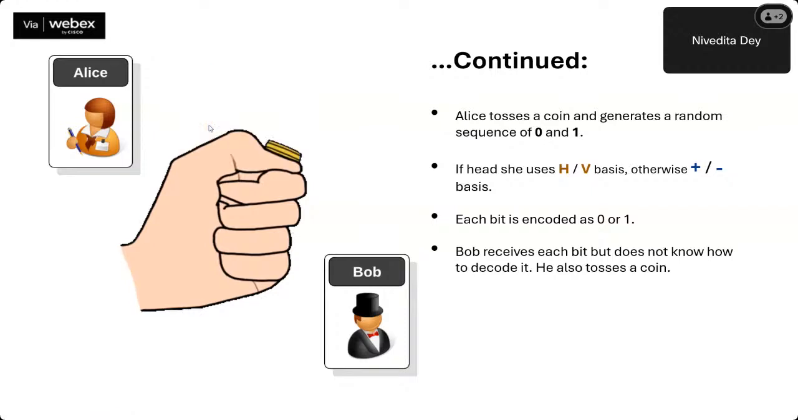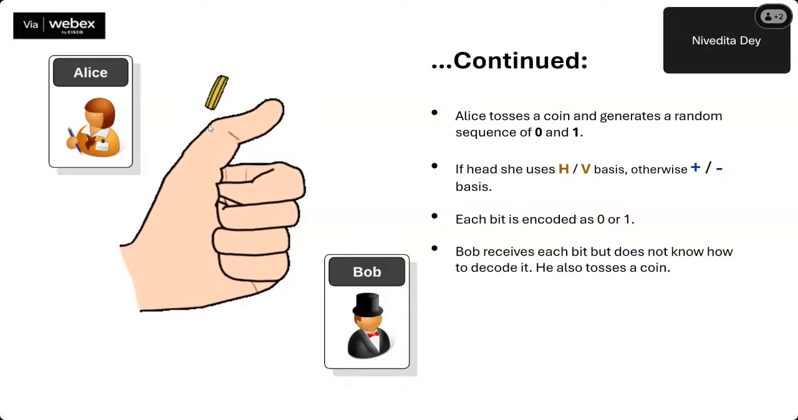Similarly, through the basis, some of the bits of the bit stream will be encoded in the form of a 0 and 1. If it is the same basis, then it will come through. If it is not, then it will be a different outcome. Now, Bob, on receiving each bit, does not know how to decode it. So Bob, at his end, will also toss another coin.